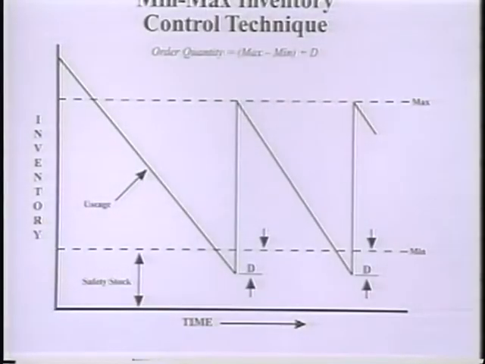Now, turning to the next page, there is a graphic representation of what the D, the deviation below the min, is. We're showing two different usage patterns here.